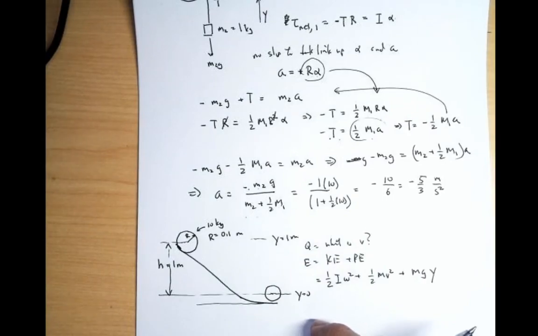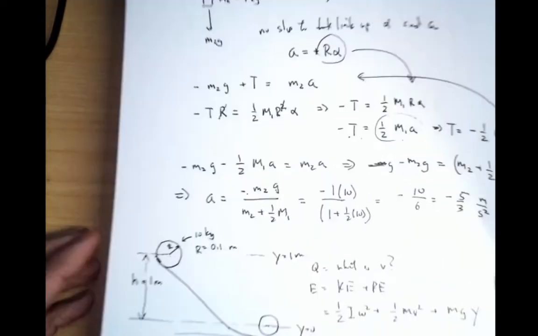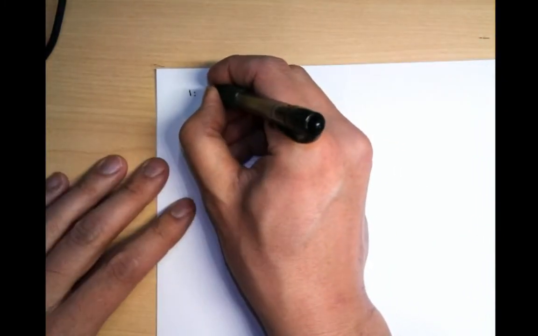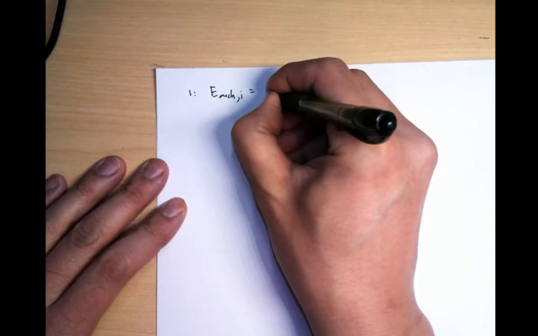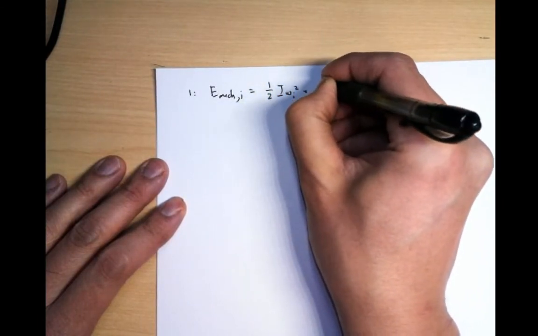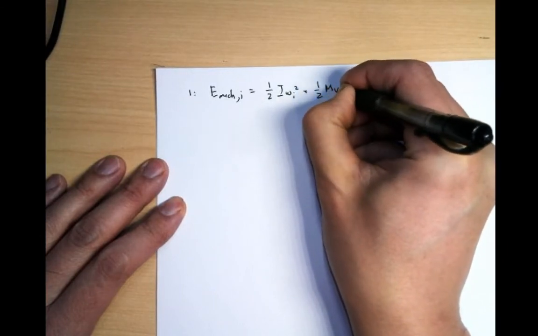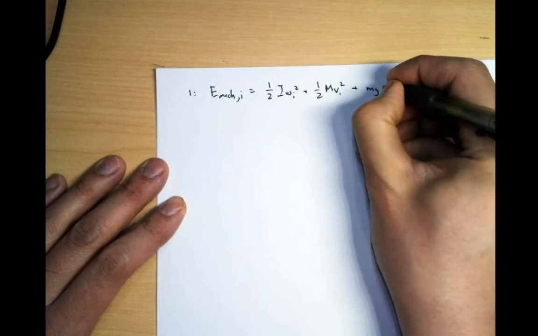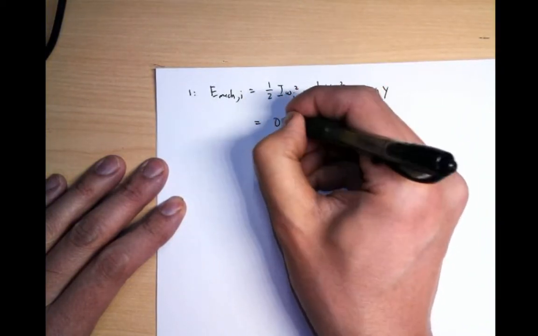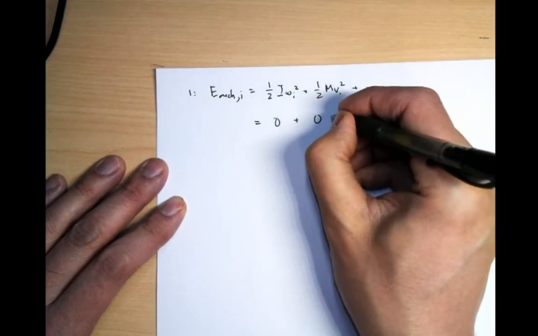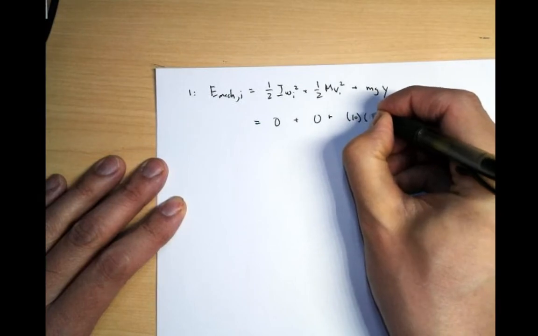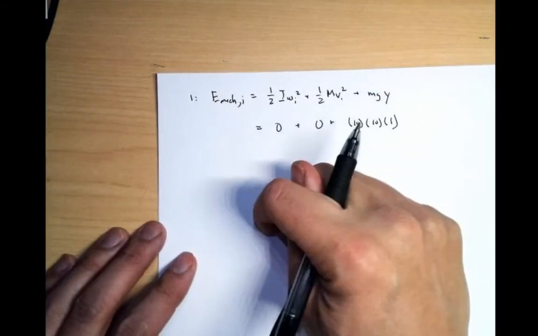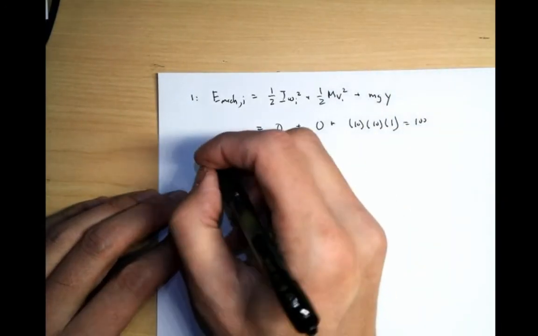The way we're going to do this is that it starts from rest at the top. So let's write down the initial condition. E mechanical initial is equal to 1/2 I omega i squared plus 1/2 m vi squared plus mgy. The first two terms were initially zero because omega i and vi are zero. Plus this one, I chose it to be 1 meter, so it's the mass, 10, g is 10, and y is 1. Pretty simple. So this is 100.